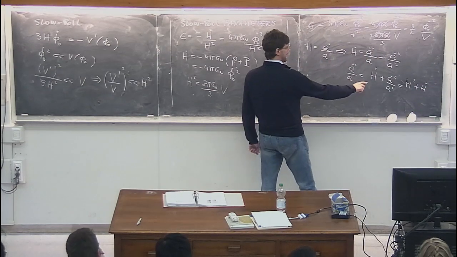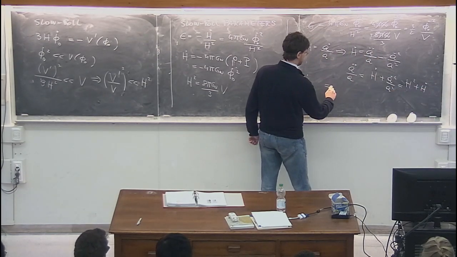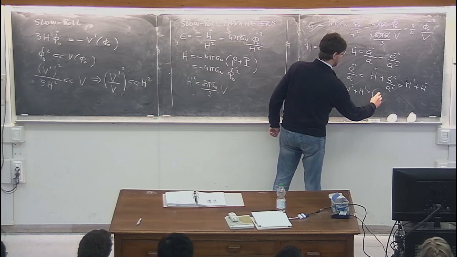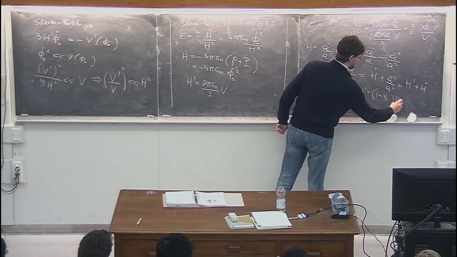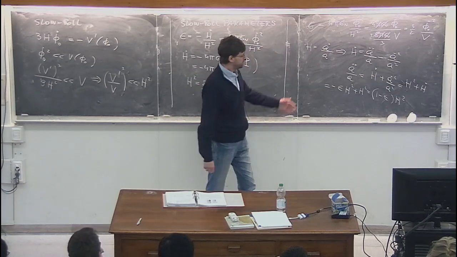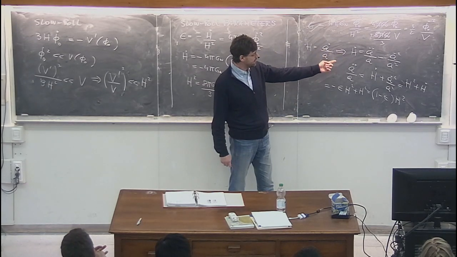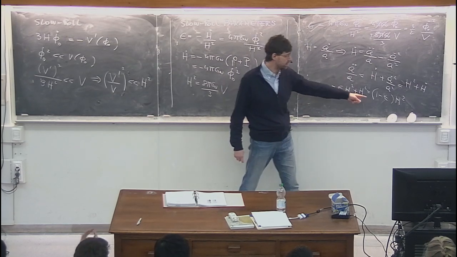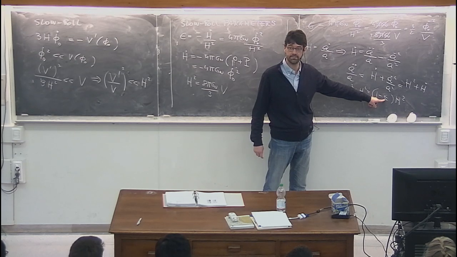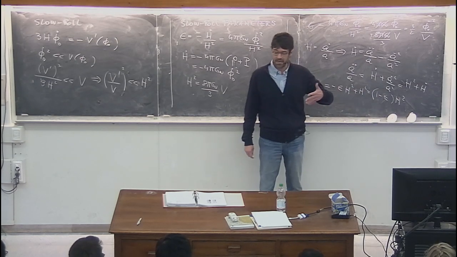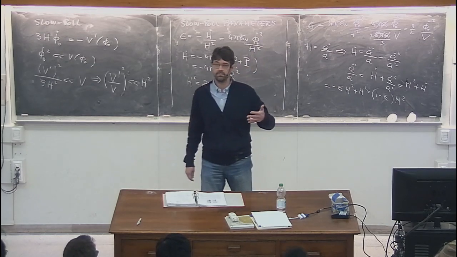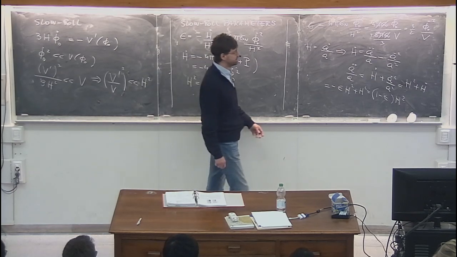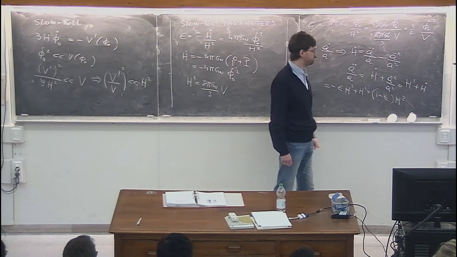Okay, but H dot we said is equal to minus epsilon H squared. So you see I get 1 minus epsilon H squared. So inflation is taking place when a double dot is larger than 0, that is, when this parameter epsilon is smaller than unity. Okay? So when epsilon becomes unity, inflation stops because a double dot changes sign. So that's also an important parameter to say when inflation ends.